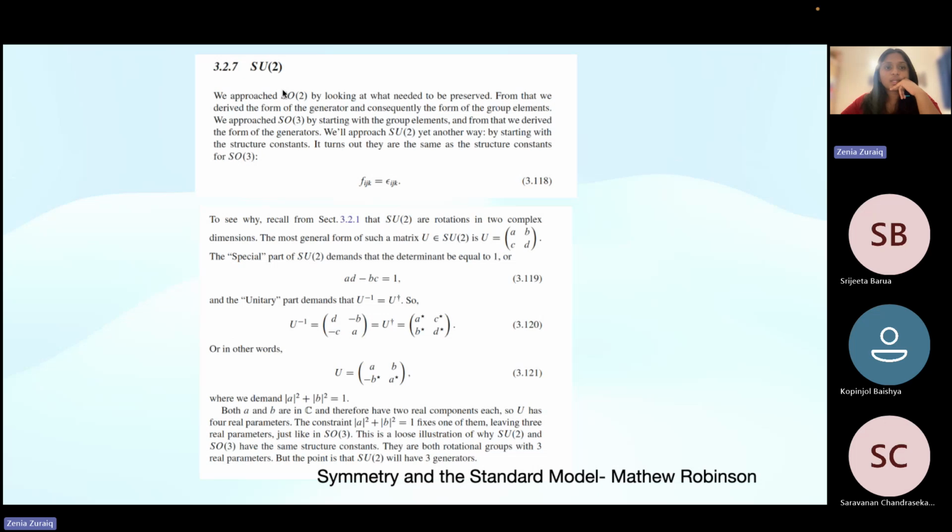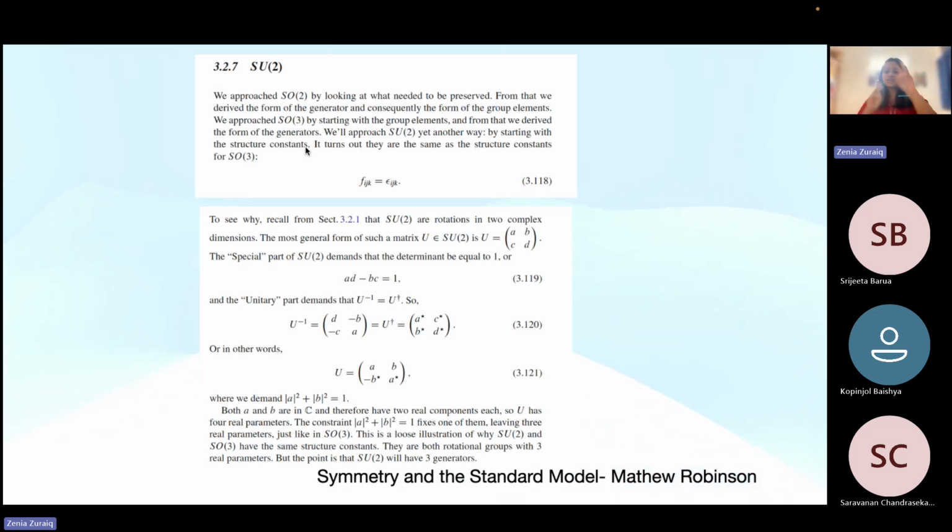And then finally, let's look at SU2, which is where spinors live. So we approached SO2 by looking at what needed to be preserved, that's the length of the vector. From that, we derived the form of the generator and consequently the form of group elements. We approached SO3 by starting with the group elements, and from that we derived the form of the generators. We'll approach SU2 in another way by starting with the structure constants.